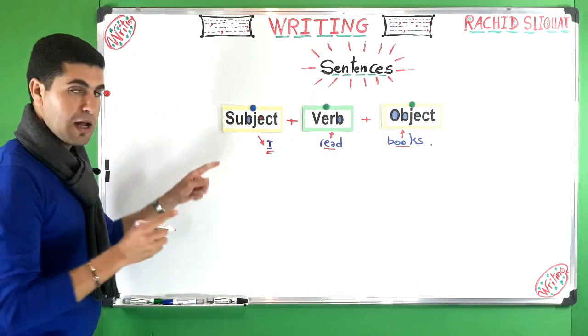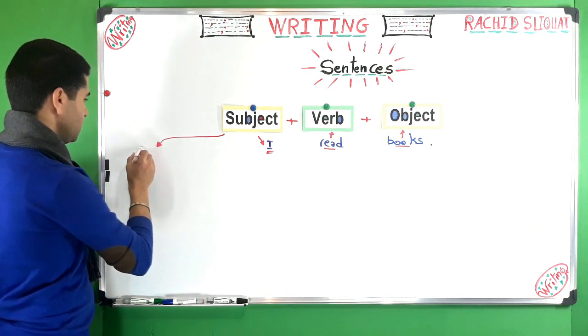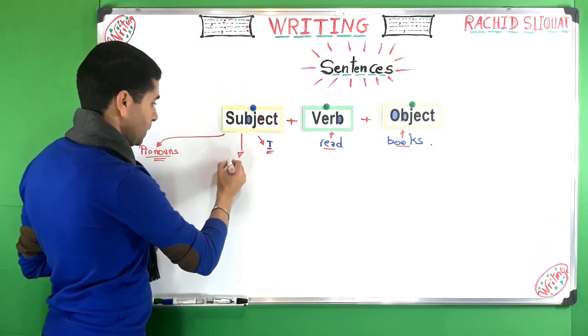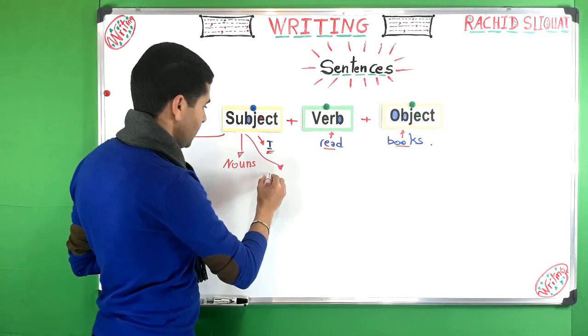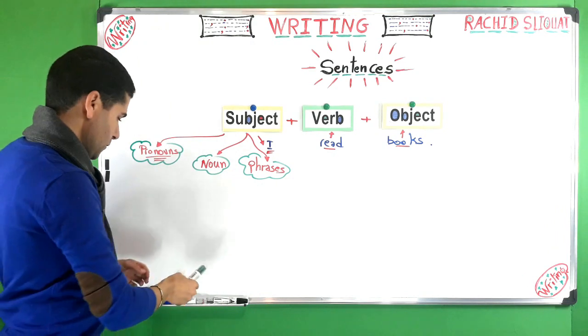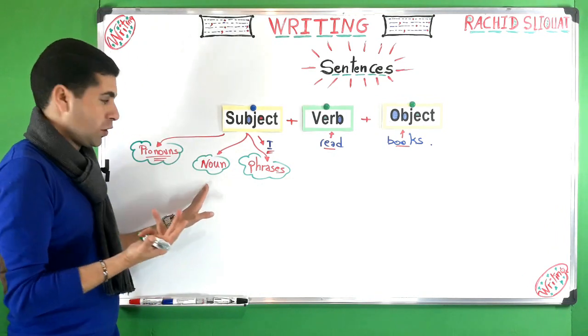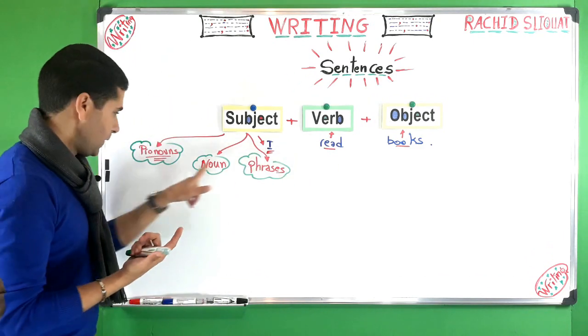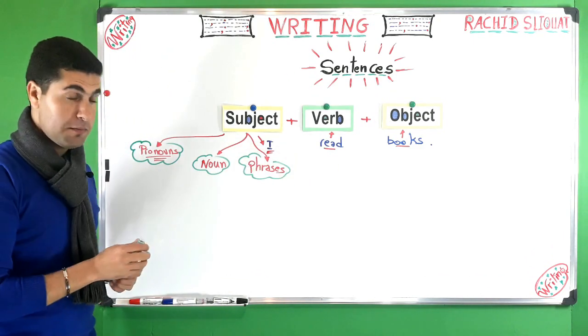The subject, as I told you before, can be pronouns, or it can be nouns or even phrases. So this is what subjects can be. It can be either a pronoun, a noun, or a phrase. For example, I here is very simply a pronoun.